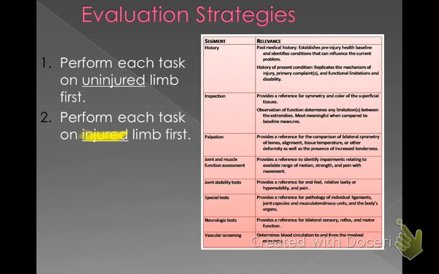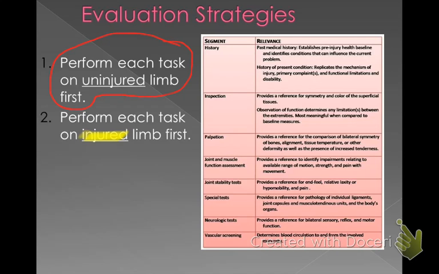Is that when you perform a task on the injured limb first, if it causes pain, it also causes apprehension in your patient for the rest of the evaluation. And so my recommendation to all clinicians really truly is to perform the task or the range of motion or the special test that you're going to be utilizing on the uninjured limb first.